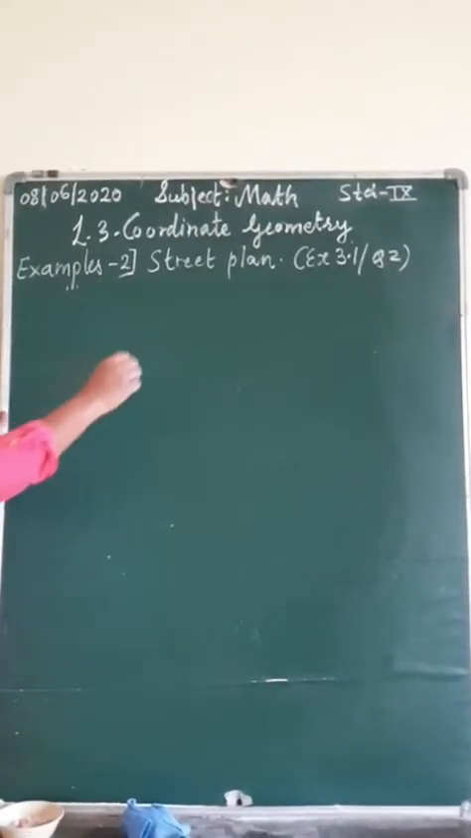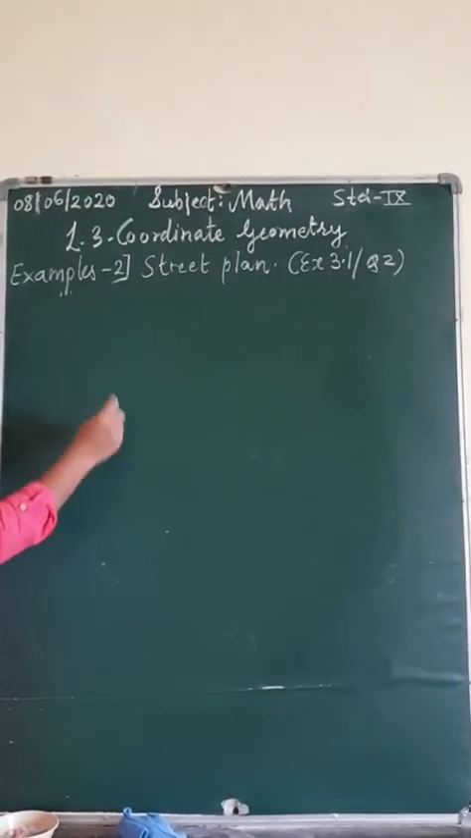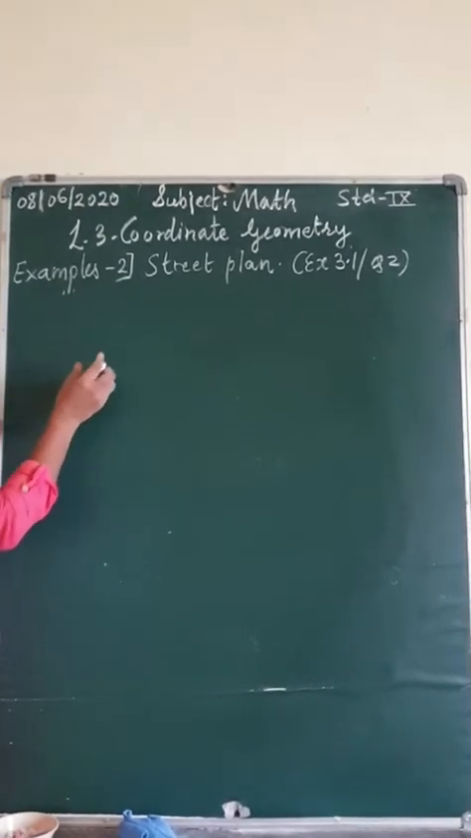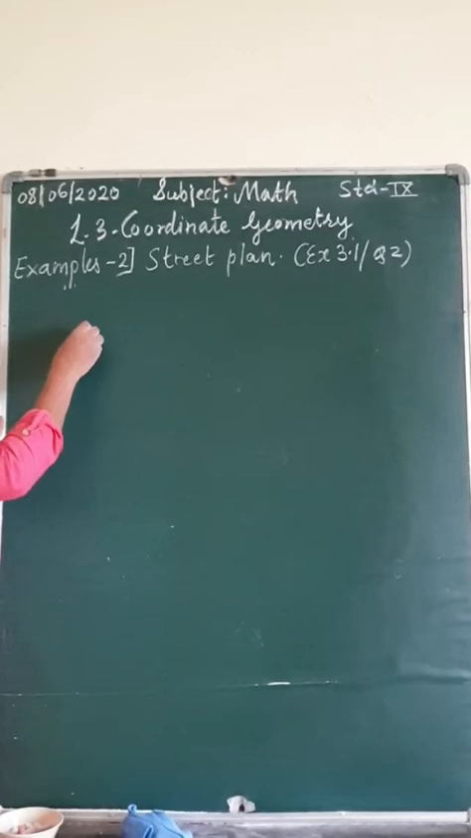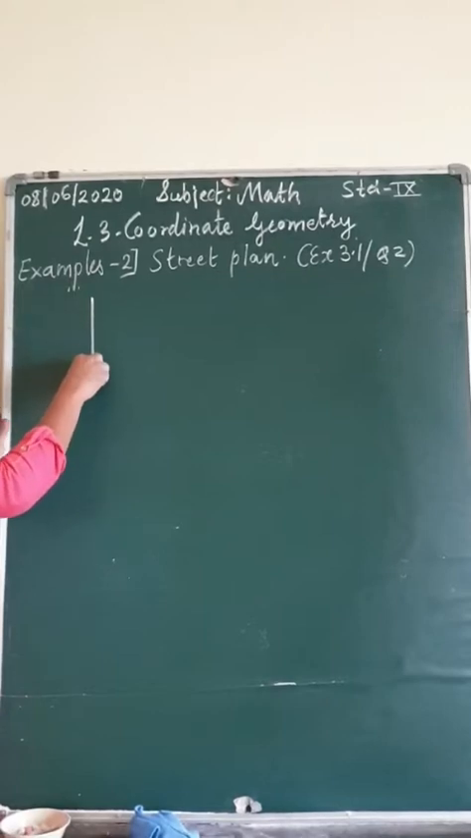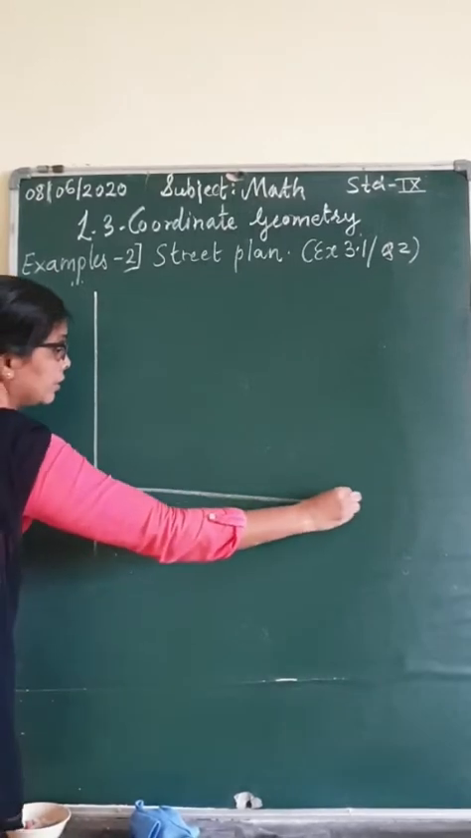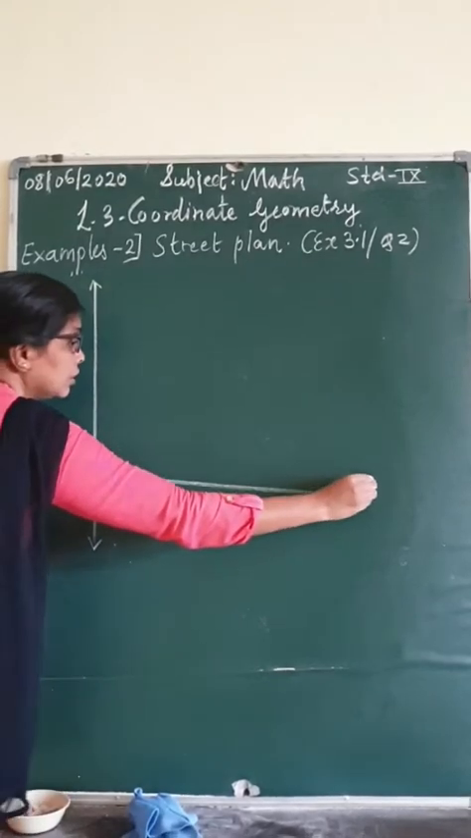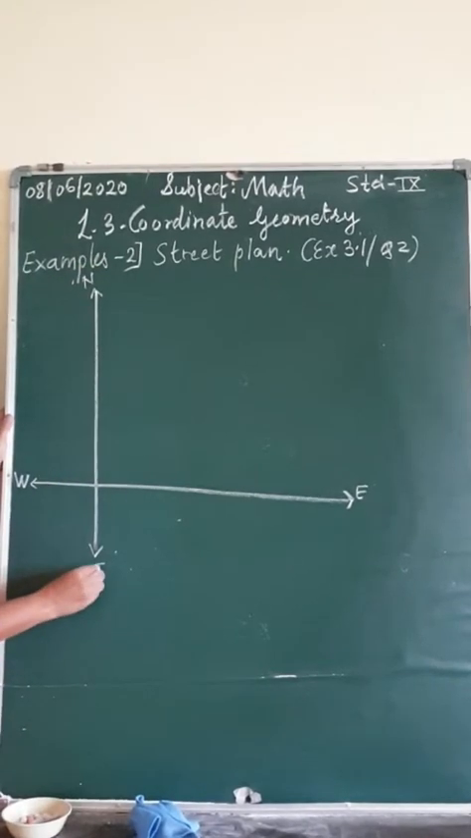This is question number 2 of exercise 3.1. I am not writing this; you have to solve this in your notebook. I am going to explain it. In this example, you have to draw a street plan, a model of a city. They have given that there are 2 main roads in the city crossing each other perpendicularly, in the east-west direction and the north-south direction.